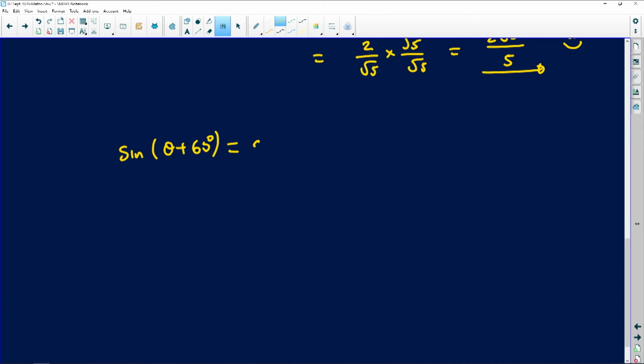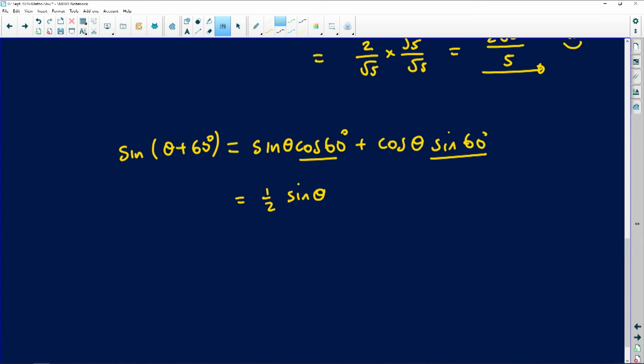I'm going to expand. Let's just see how it's going to look. So sine of theta plus 60 expands to sine theta cos 60 plus cos theta sine 60. Now cos 60 and sine 60, I'm not worried about them. They are special angles, so I'm going to put them first. So cos 60 is a half multiplied by sine theta, plus sine 60 is root 3 over 2 multiplied by cos theta.